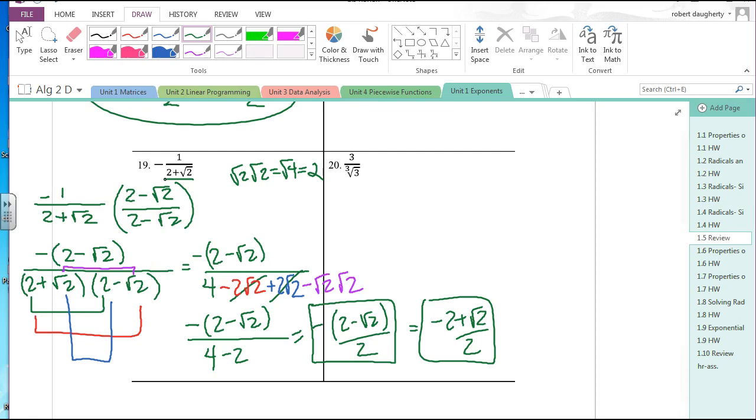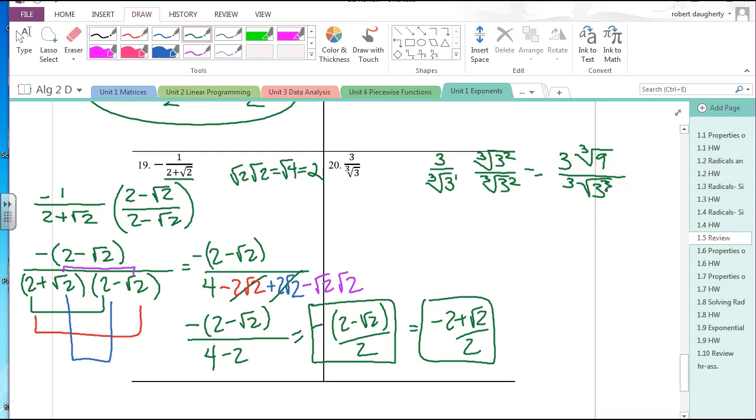Okay. Number 20, I need the cube root of 3 to go away. Since it's cube roots, I want to take the cube root of something cubed. Here is the cube root of 3 to the 1. So I'm going to need to multiply by the cube root of 3 squared over the cube root of 3 squared. When I do that, I will get 3 times the cube root of 9 over, this is going to be the cube root of 3 cubed. That's why I multiply by the cube root of 3 squared.